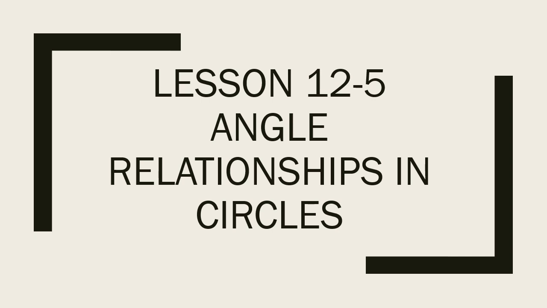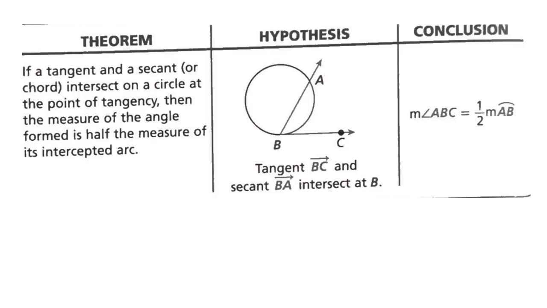All right, lesson 12.5, angle relationships in circles. So we have a theorem, it doesn't really have a name, but if a tangent and a secant or a chord intersects on a circle at the point of tangency, then the measure of the angle formed is half the measure of its intercepted arc.